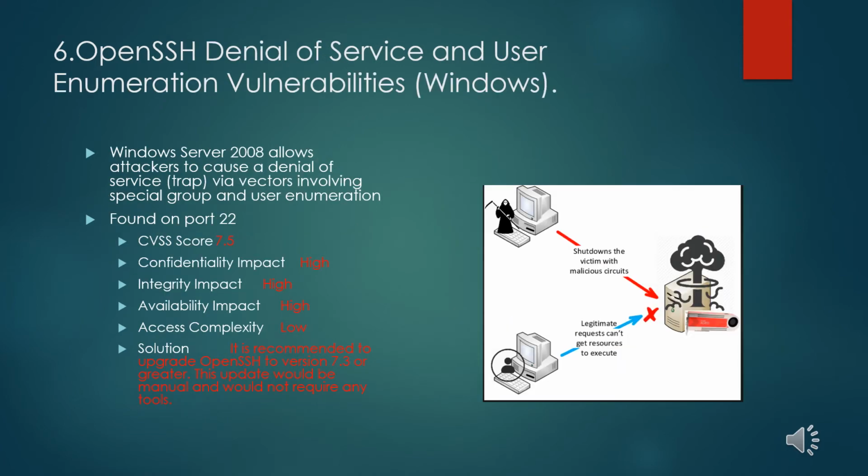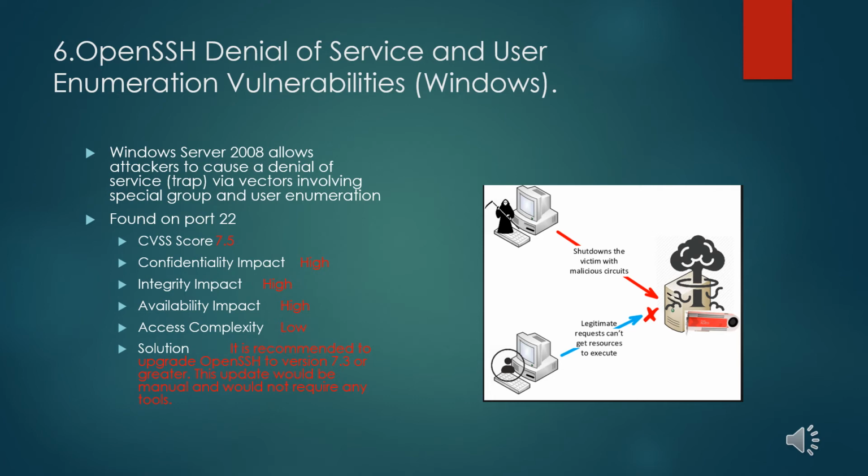OpenSSH denial of service and user enumeration vulnerabilities. This is a Windows Server 2008 issue that allows attackers to cause a denial of service via vectors involving special group and user enumeration. This was found on port 22. The CVSS score is 7.5. The confidentiality impact is high. This can allow remote attackers to cause a DOS attack.